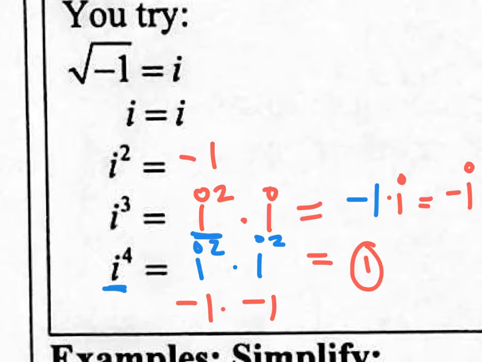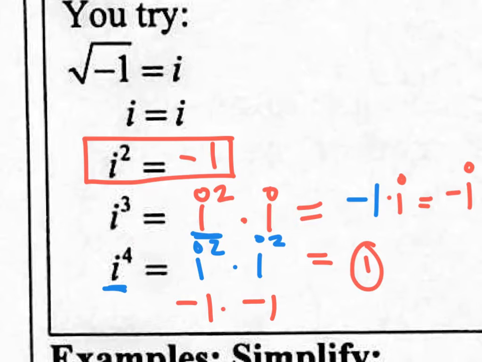It's all going to boil down to this, guys. You need to know this fact: i squared equals negative 1. Anytime you have i squared, you have to replace it with negative 1. So notice right here, I have i to the third. Well, that's really just i squared times i, and we know that i squared is negative 1, so my final answer is negative i. There it is, negative i.